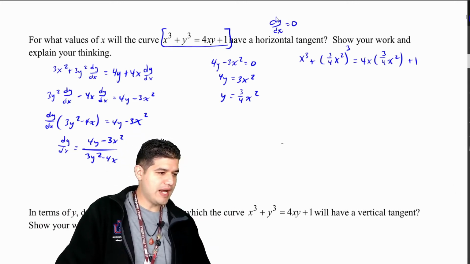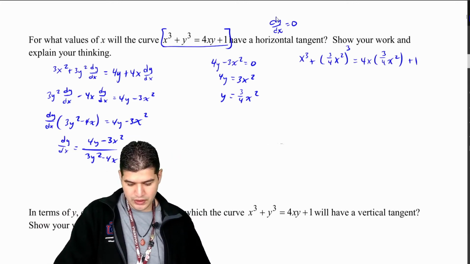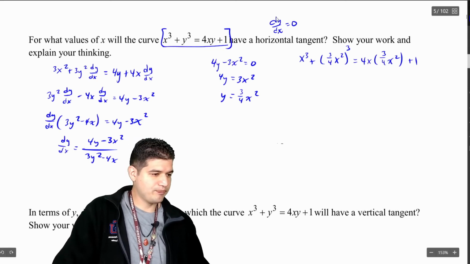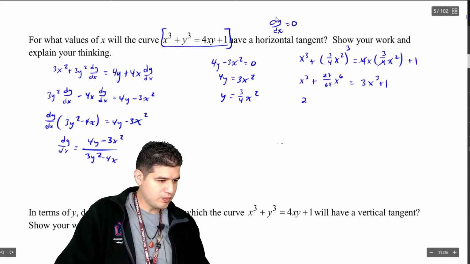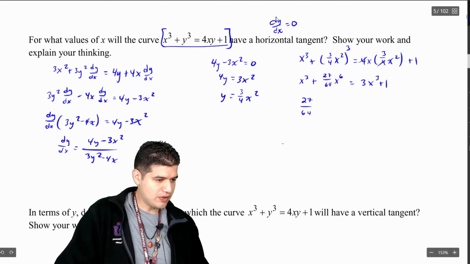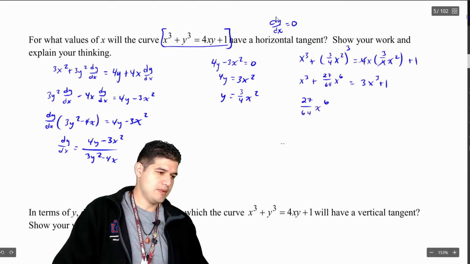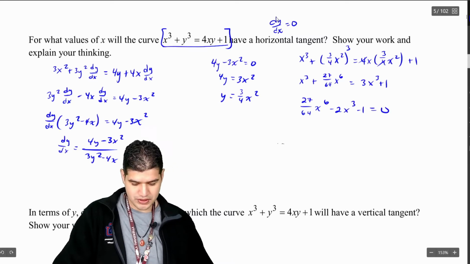Now I'm essentially going to set this equal to 0. So x cubed plus 27 over 64 x to the 6th equals, those 4's are going to divide out, so I'm going to get 3x cubed plus 1. Subtracting those, 27 over 64 x to the 6th minus 2x to the 3rd minus 1 equals 0.